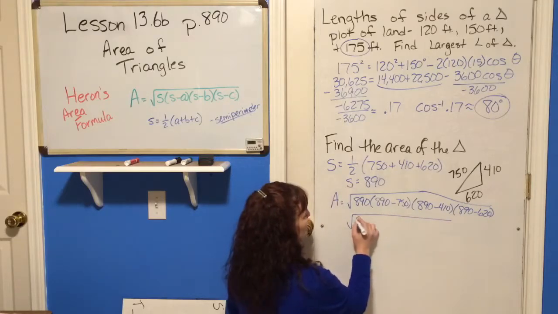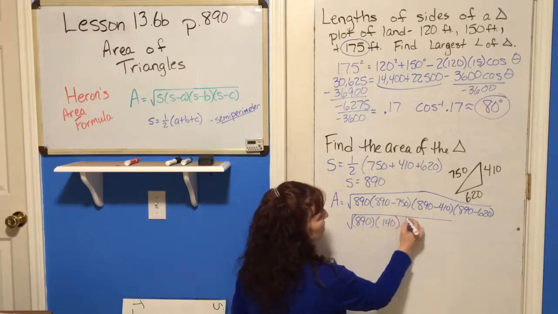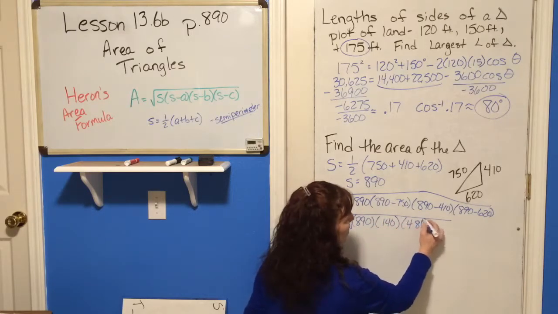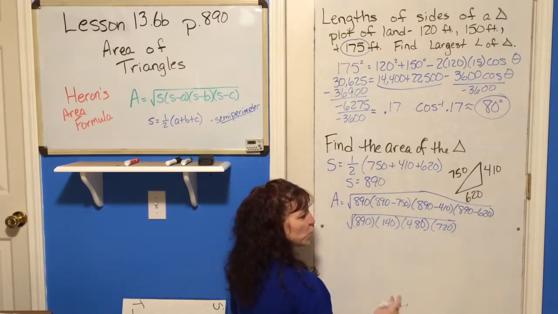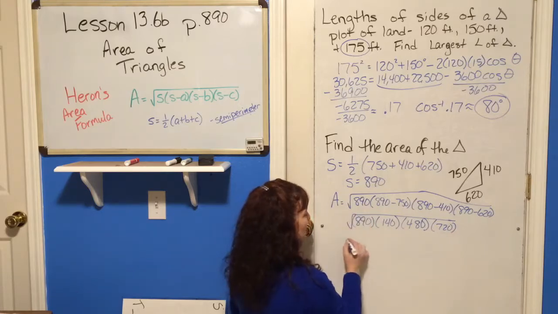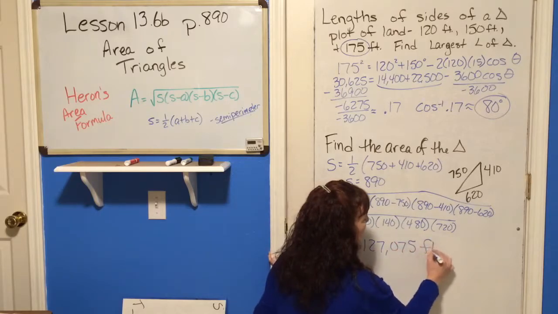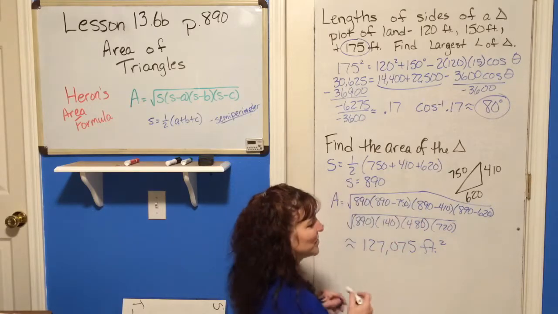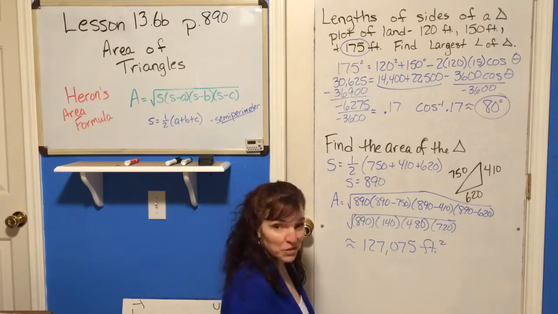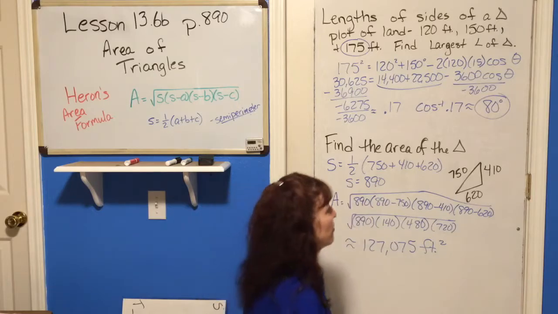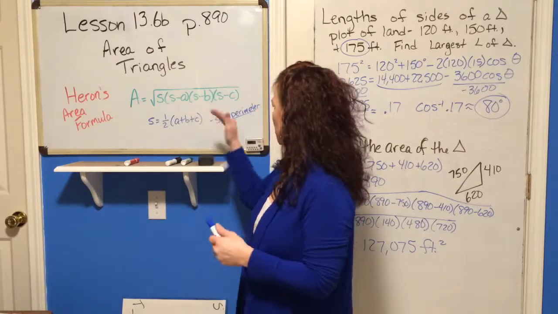You're going to put it into your calculator, but since I did the work, I'm going to show you. So 890 times 140 times 480 times 720. Multiply all four of those, and don't forget to take the square root. Your area should be roughly 127,075 feet squared. So if you have that formula and you know how to find your semiperimeter, Heron's area formula is cumbersome because of a lot of numbers, but it's really simple and easy because it's really straightforward.